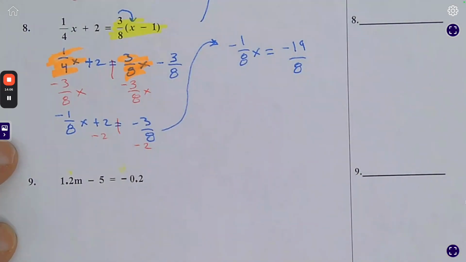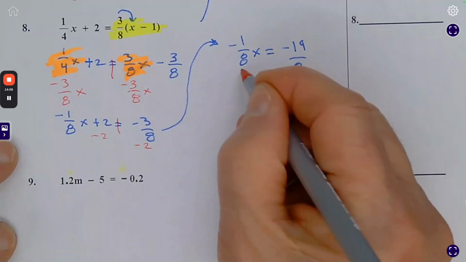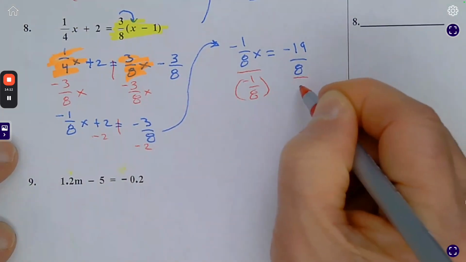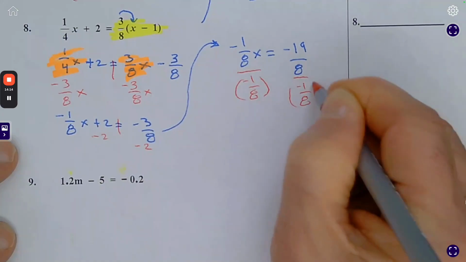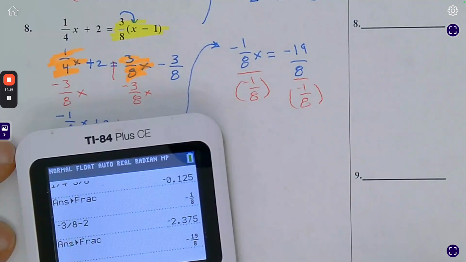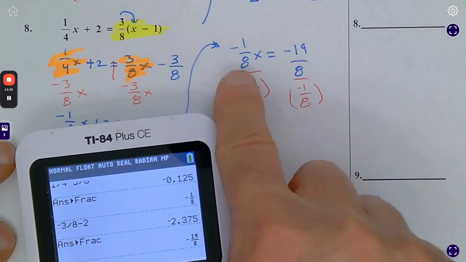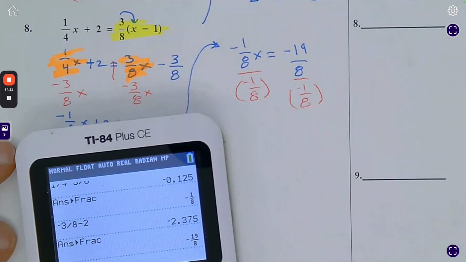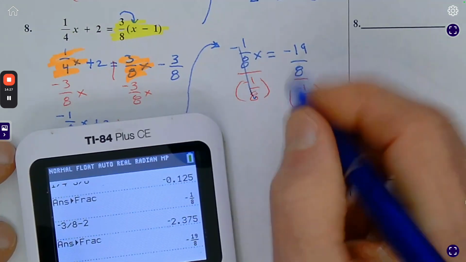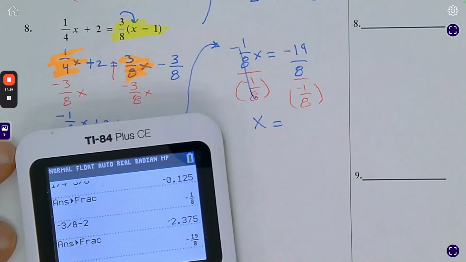Okay, now I got negative 1/8 times x, so I'm going to divide by negative 1/8. Again, you could multiply by the reciprocal, and that'd be fine. Reciprocal means you flip the fraction, so that would be negative 8 over 1. That would be the reciprocal of that. I know that negative 1/8 divided by negative 1/8 is 1. So that's 1x equals negative 19.